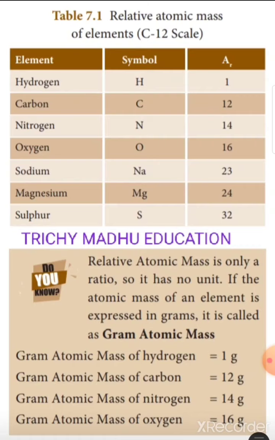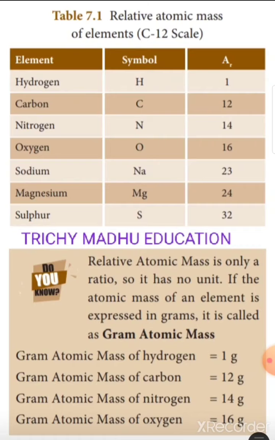Relative atomic mass is only a ratio, so it has no unit. If the atomic mass of an element is expressed in grams, it is called the gram atomic mass. What is gram atomic mass? The atomic mass of an element expressed in grams is called the gram atomic mass.